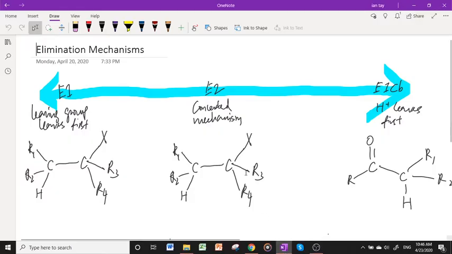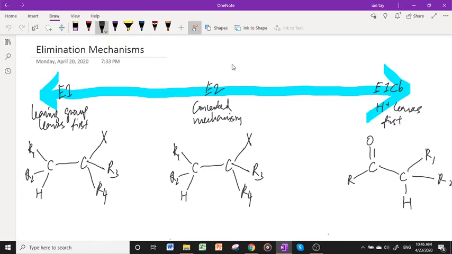Hello, so today I'll be going through elimination mechanisms, and more specifically the three mechanisms E1, E2 and E1CB, which I grouped together because in my opinion they seem to be aligned along the same spectrum. So in E1, the leaving group, which is in this case this halogen atom X, leaves first, right? That's the first step. In E2, there's a concerted mechanism, where both the H plus gets abstracted and the leaving group leaves at the same time. And in E1CB, a H plus leaves first.